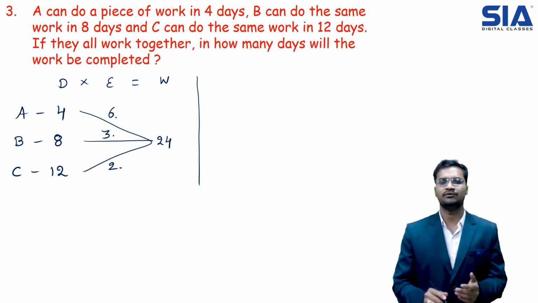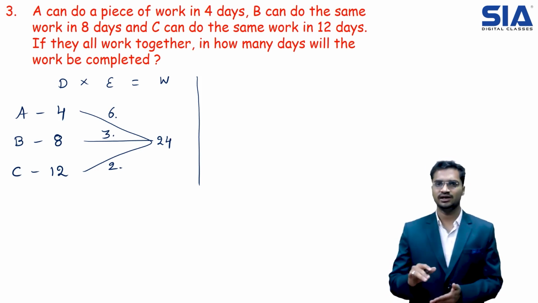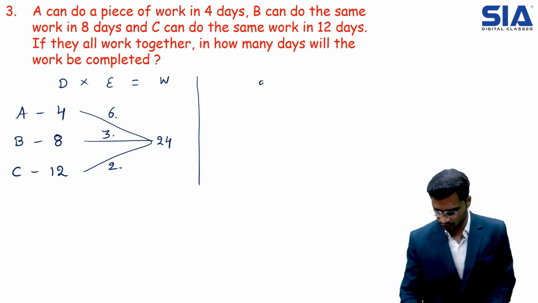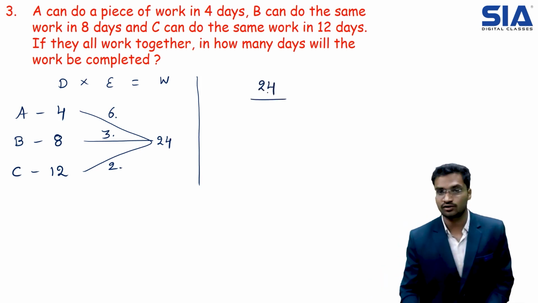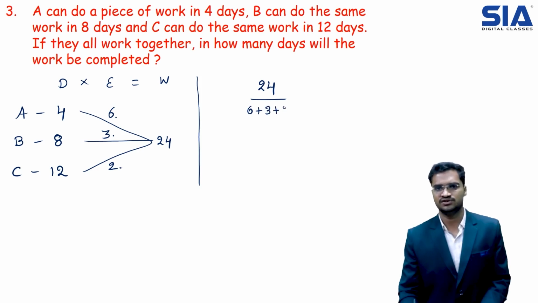Now what I have to do is complete this work with all of them working, A, B and C, all three. So 24 units of work should be completed by A, B and C. The efficiency of A is 6, of B is 3 and of C is 2. So 24 divided by 11.